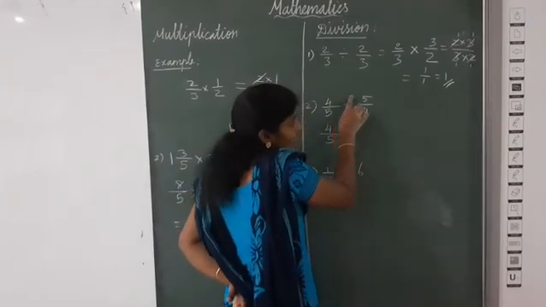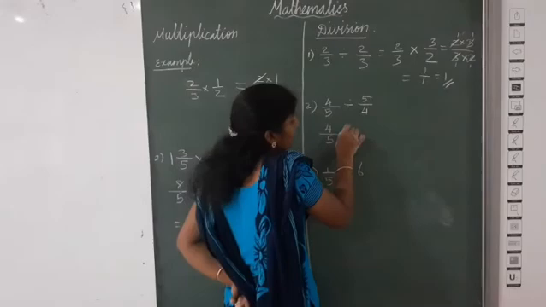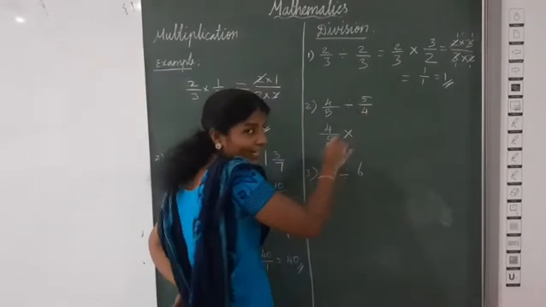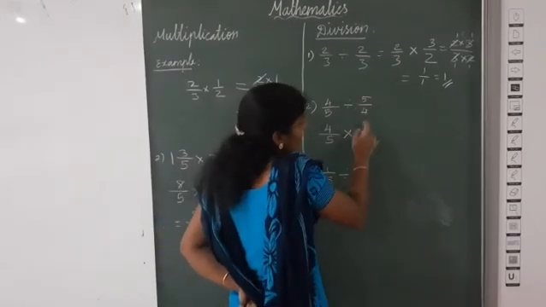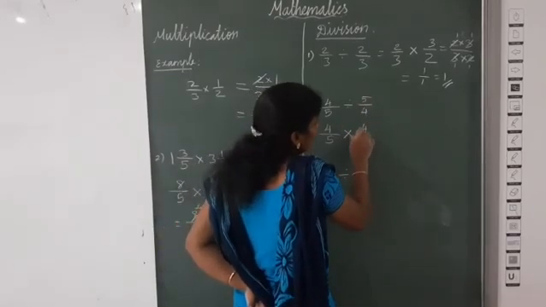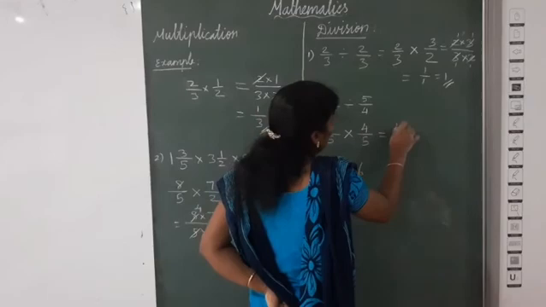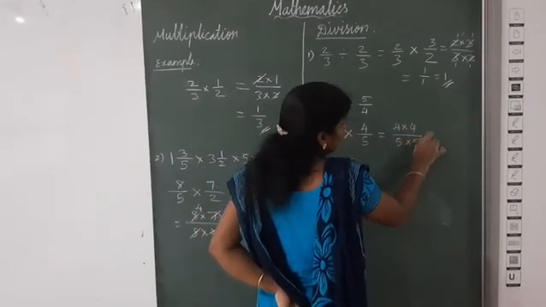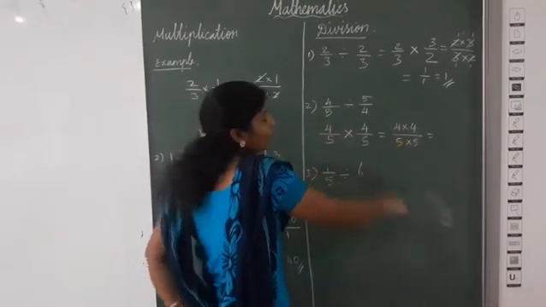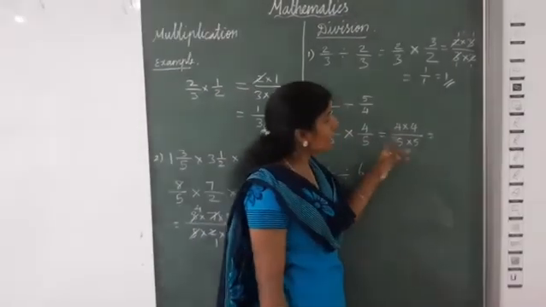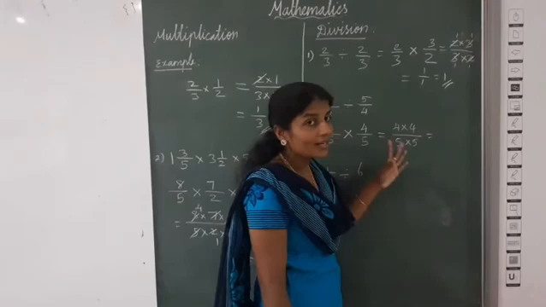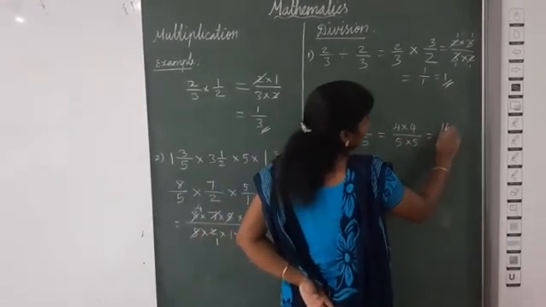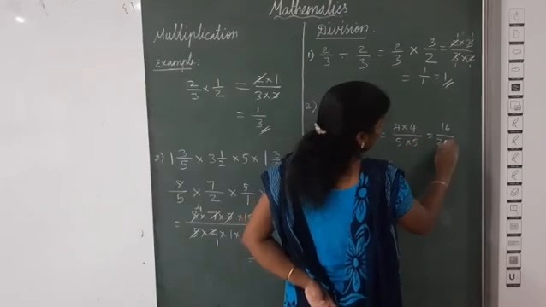Then second one, 4 by 5. Now we can change the division symbol into the multiplication symbol. Now we can write the second fraction as the reciprocal of the second fraction. Reciprocal of 5 by 4 is 4 by 5. So 4 into 4 in the numerator, then 5 into 5 in the denominator, isn't it? Here 4 and 5, no common numbers, and 4 and 5 are not in the same table. So we can multiply and write. 4 4s are 16. 5 5s are 25.